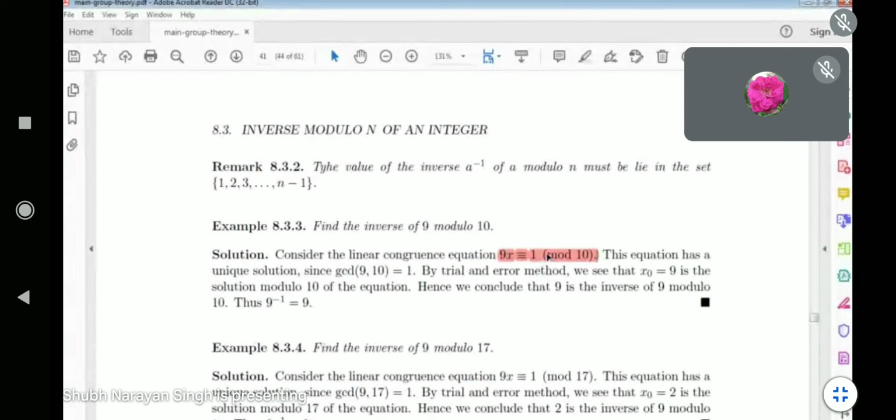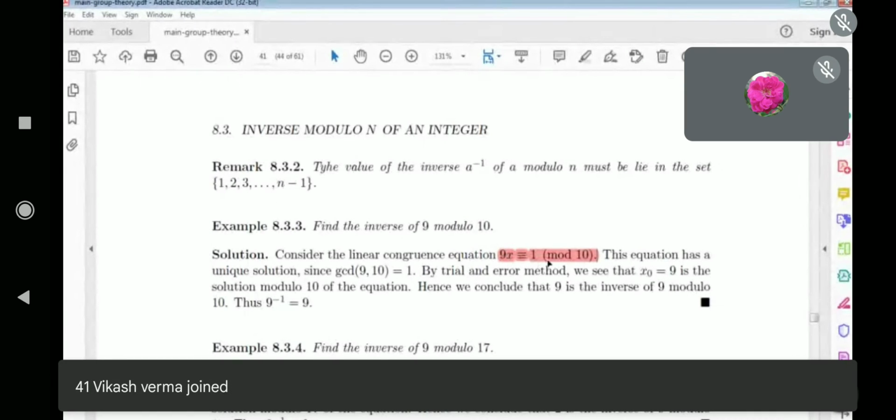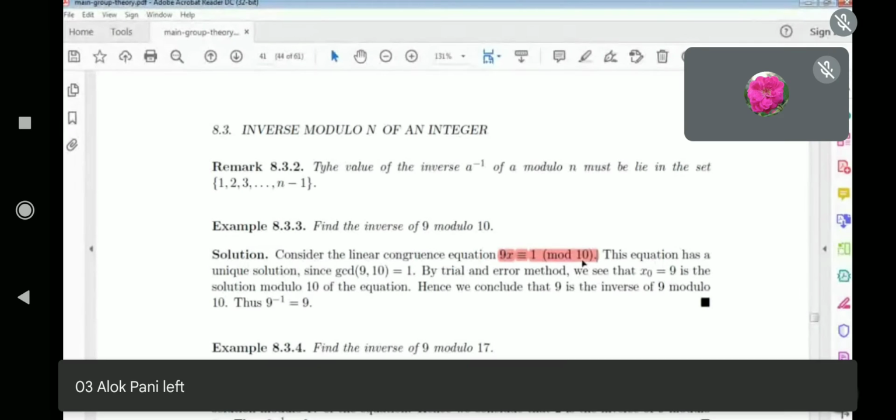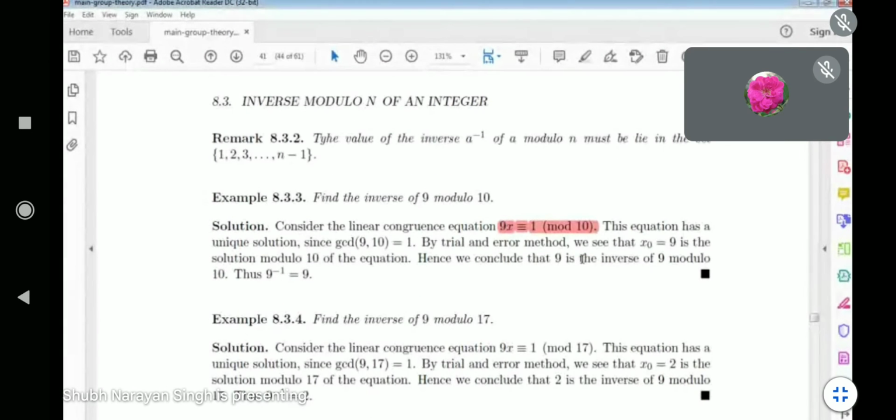So can anyone among you give a solution of this equation? Nine, sir. Nine. Yes, one minute. 9 into 9, 81. 81 minus 1 is 80, and 80 is going to be divisible by 10. That is good. Your answer is correct. Thank you. So that means here 9 is a solution of this equation.